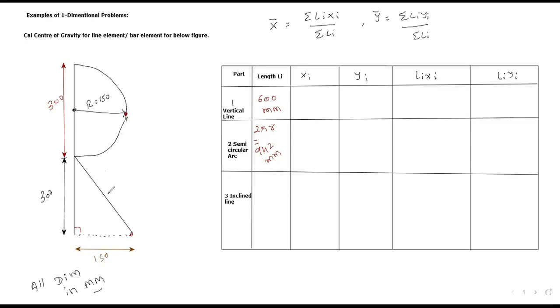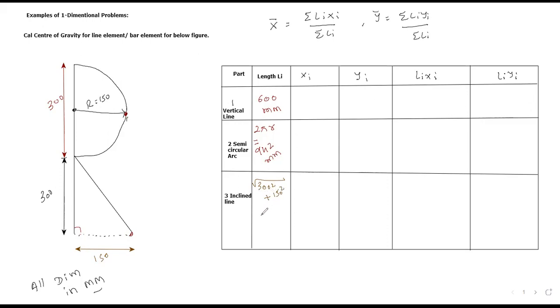So what is this inclined line? Apply Pythagoras theorem. I hope all of you know that. Yes or no? Square root of 300 square plus 150 square. ये पूरा स्क्वायर रूट है, ऐसा कंसीडर करना.